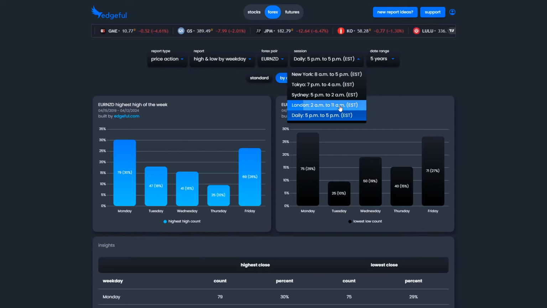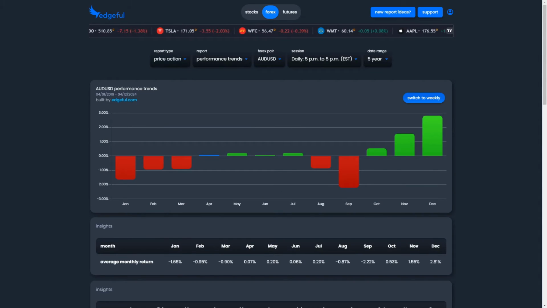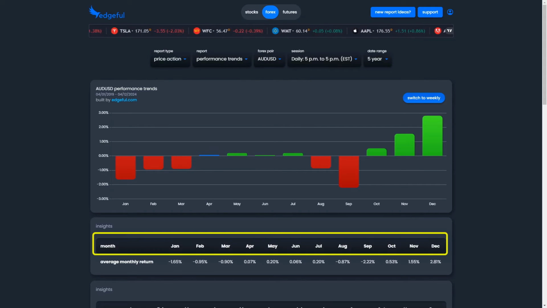Maybe you only trade the London session. Clicking on it, you can see the stats filtered for only what's relevant to you. We know that time and price is fractal, so instead of just looking at a session or a day, what would happen if we look at a monthly candle?